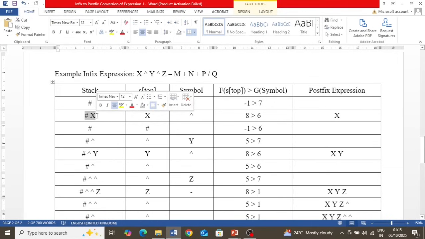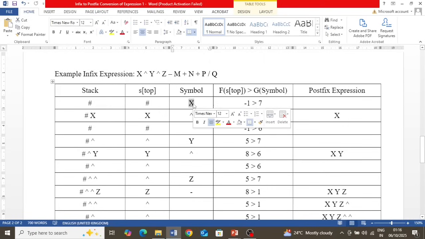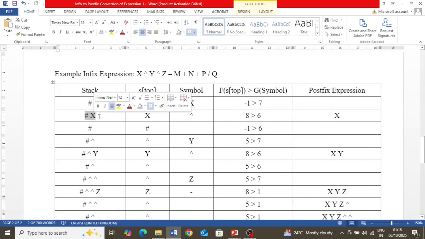Which step is it? I hope you remember it is the second step. If the precedence value of the symbol from the top of the stack is less than the precedence value of the symbol received from the input infix expression, that is x, then we push the symbol from the input expression to the stack body. So we have pushed x into the stack body. Top of the stack is x. What is the next symbol available?